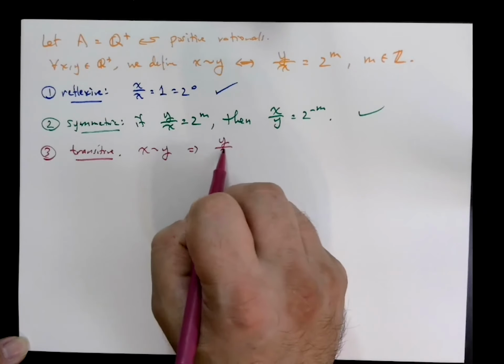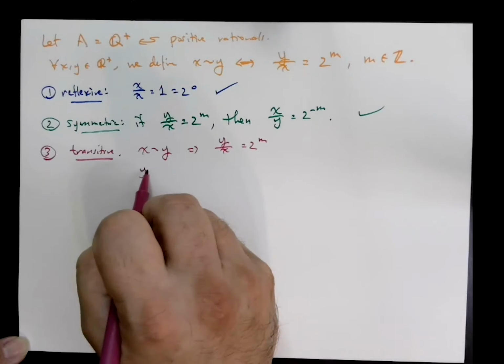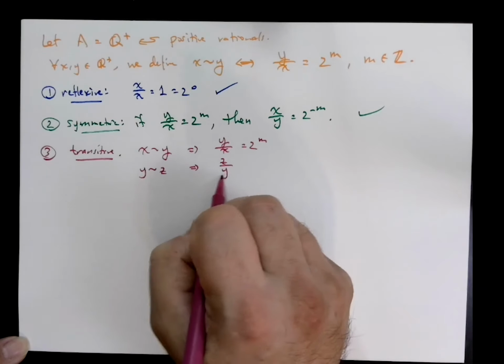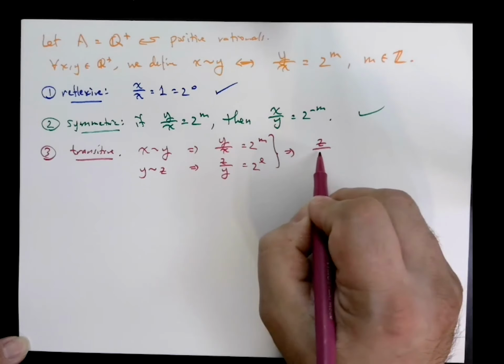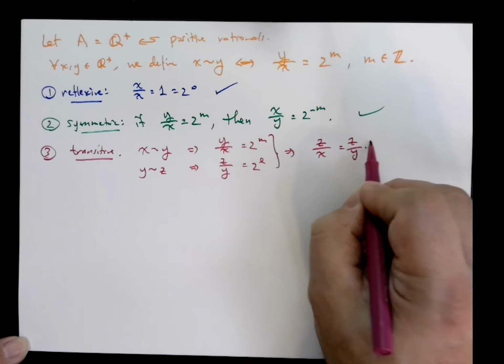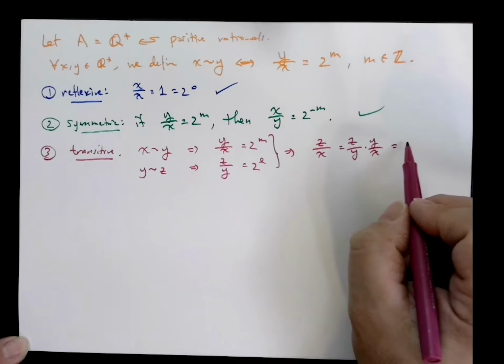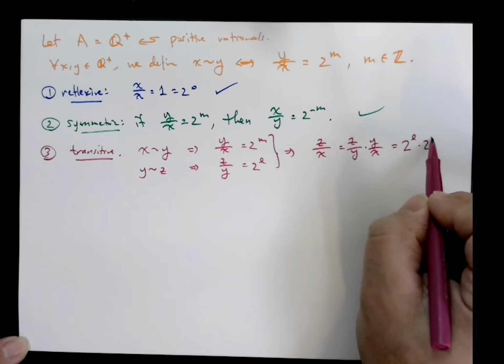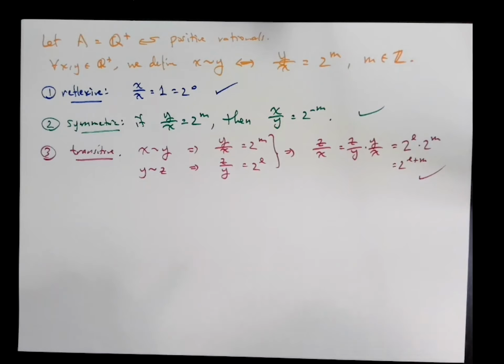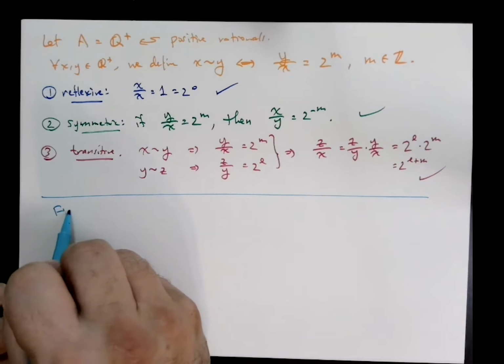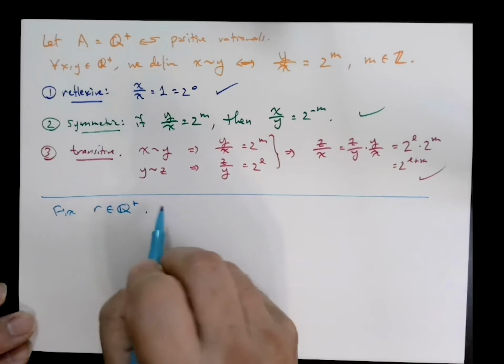Now finally, let's assume that x relates to y and y relates to z. If x relates to y, then y over x is 2 to the m. If y relates to z, then z over y is 2 to the l. Therefore, z over x is z over y times y over x, which is 2 to the l times 2 to the m, which is 2 to the l plus m. So we get transitive. Since we have an equivalence relation, we have equivalence classes.